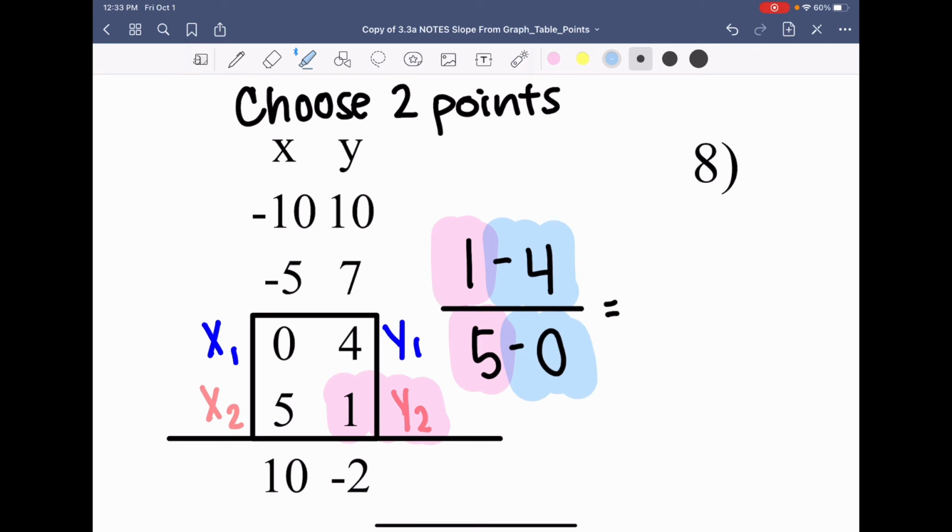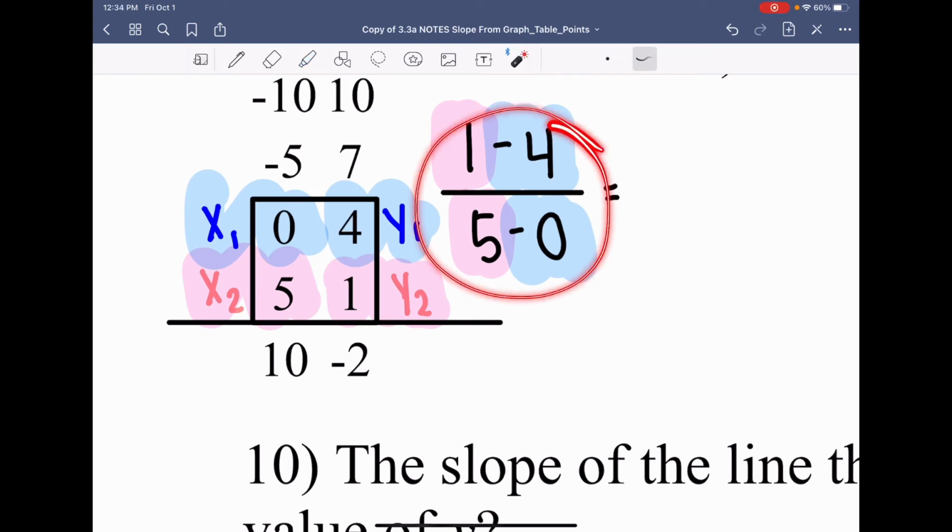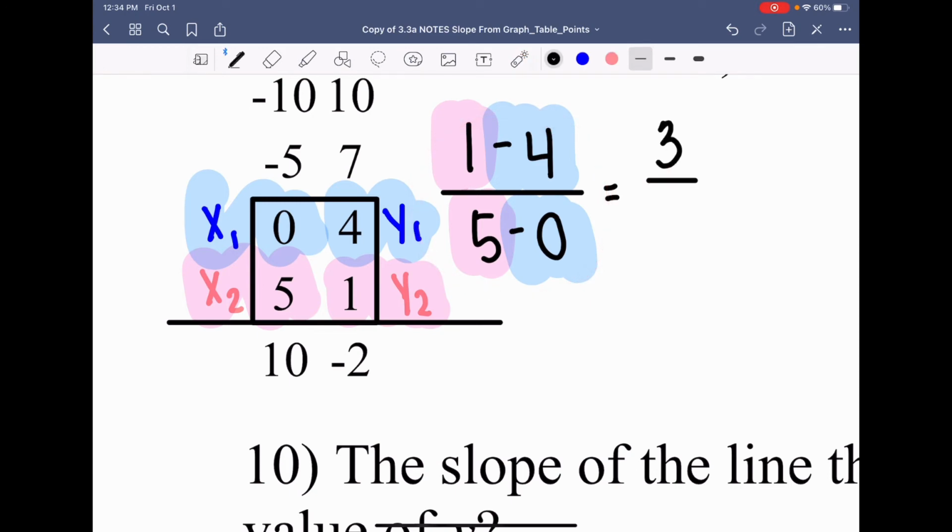Am I subtracting the first ordered pair from the second one, or am I subtracting the second one from the first one, okay? So you can subtract straight down. I'll show you that you'll get the same slope, okay? The math is just slightly different. So 1 minus 4, we're coming back over here to this slope formula. 1 minus 4 is a negative 3, and 5 minus 0 is 5. And then here is our slope of this line.